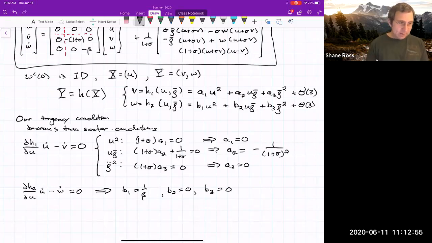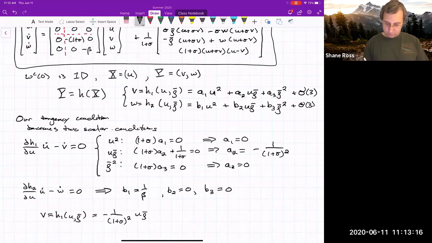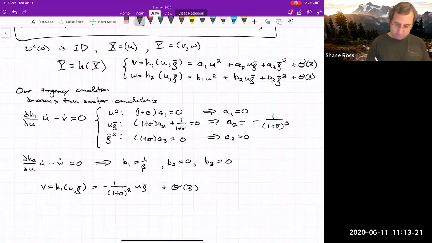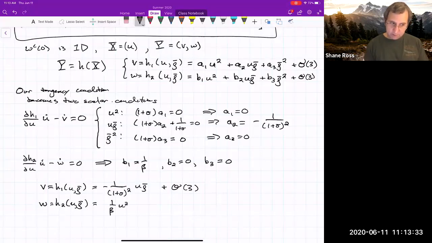So what does that mean? That means that along the center manifold, V equals H1 of U, rho bar is this 1 minus 1 over sigma squared U times rho bar plus third order and higher terms. W equals H2 of rho bar, and the only term is 1 over beta U squared plus terms of order 3.